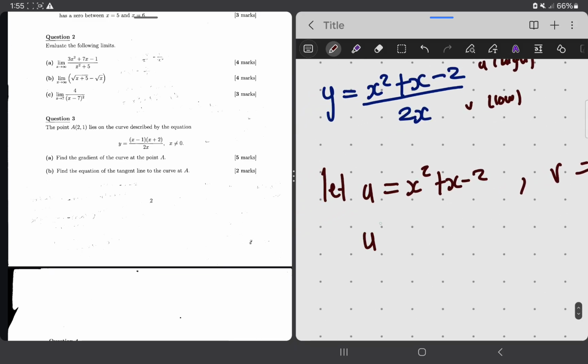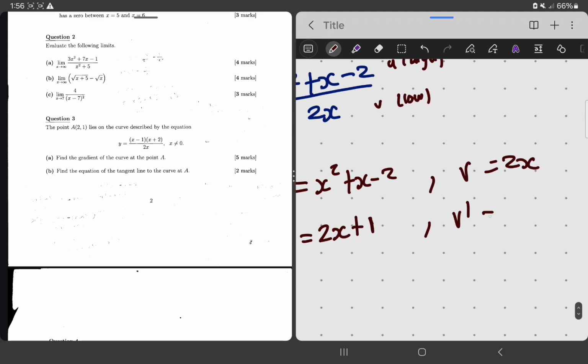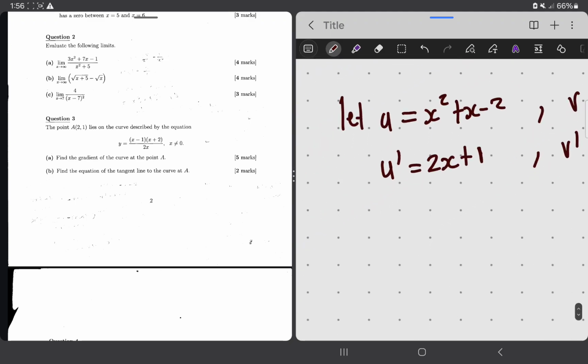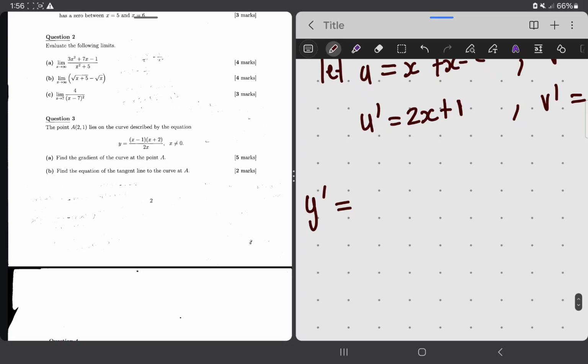Now let's get, what is u prime? It is the derivative of this. Drop the power 2, reduce it by 1, x to the 1, plus the derivative of x is 1. Then what is v prime? v prime is the derivative of 2x, which is 2. Now we can say y prime is going to be, now we want the derivative of y. What is it going to be? Our national anthem, please. What is it?